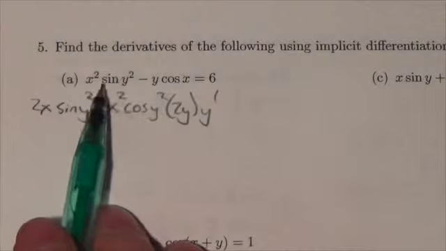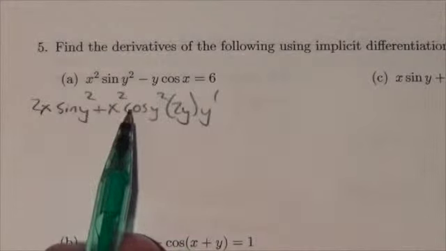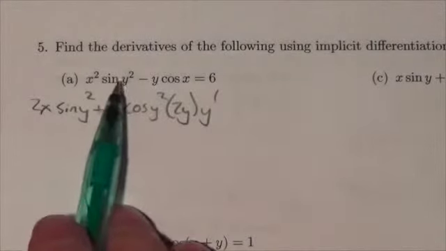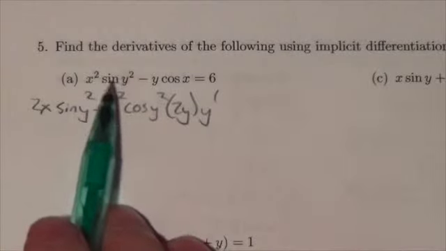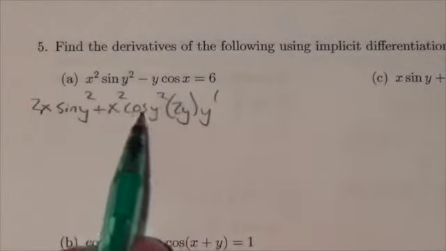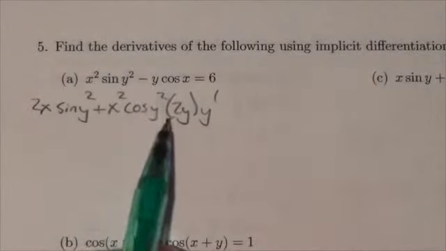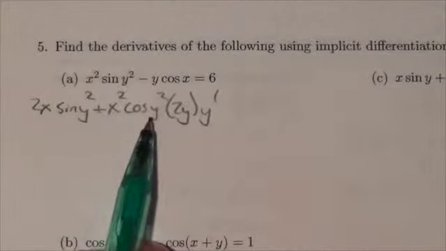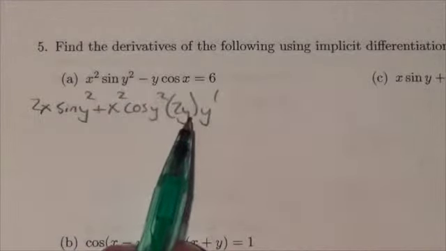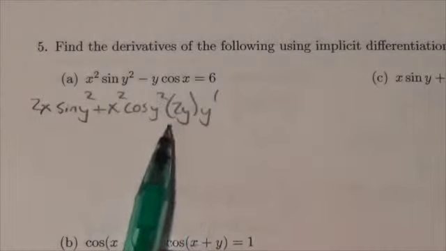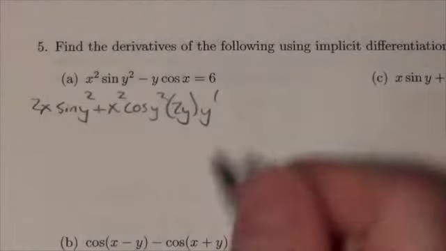Now I'm going to take the derivative of the sine, which gets me cosine. But remember, when I talk about the sine, I have to include what it's the sine of. So this becomes the cosine of y squared, multiplied by the derivative of what's inside the trig function, 2y, and then because I'm doing this implicitly, I have to include the derivative of y, which is y prime.